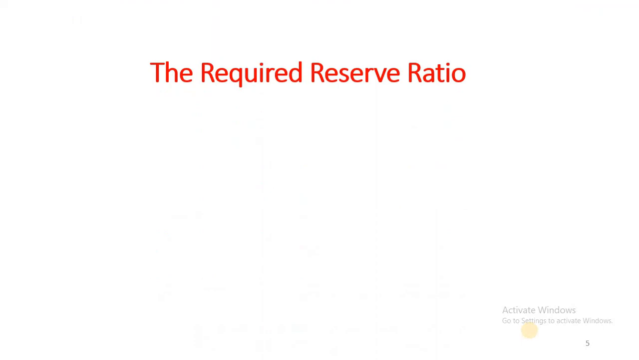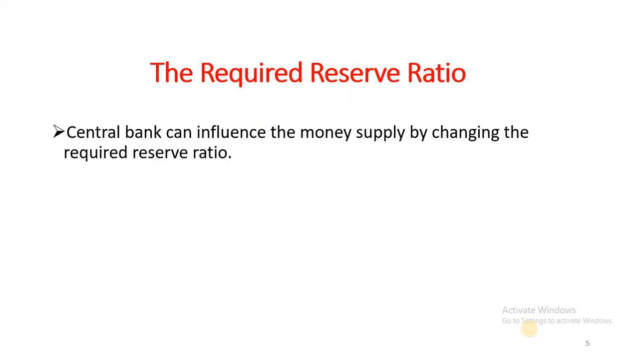Now we look at the required reserve ratio. Banks around the world are legally required to reserve a portion of the deposit that they collect from the depositors. And central bank of any country can change the required reserve ratio. So central bank can influence the money supply by changing the required reserve ratio.